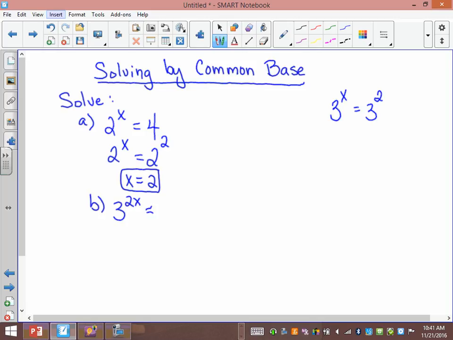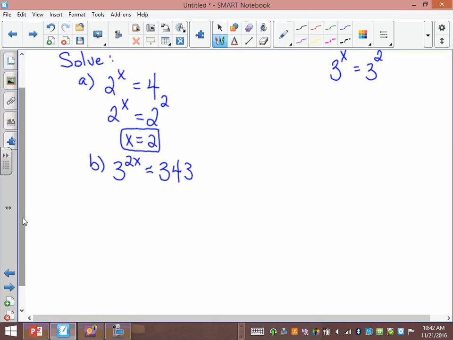B. 3 to the 2x equals 343. So I can't make 3 be any smaller base, right? It's just 3. Can I make 343 be a smaller base, though? Well, if we're going to try and make common bases, we're going to try and make them both be base 3, I guess, right? Because I can't make this one smaller, and hopefully I can make this one be base 3. So go 3 to the power of 2 in your calculator. Is that 343? Go 3 to the power of 3 in your calculator. So 3, little hat symbol, 3. Is it 343? No, it's 27.